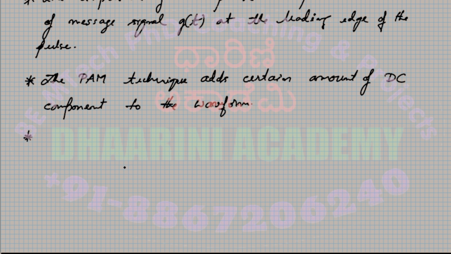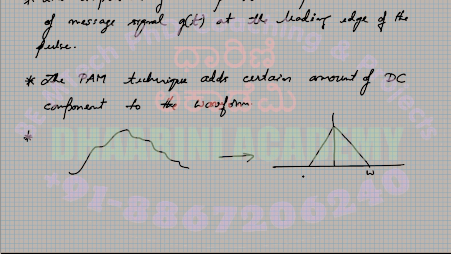For example, I have a message just like this. What is the bandwidth of this? Let us say it is fixed, just plus W and minus W. So I have g of t here, this is G of f. You see it is a fixed bandwidth. But whenever you try to perform like this, what is the bandwidth requirement? Can you make a guess?